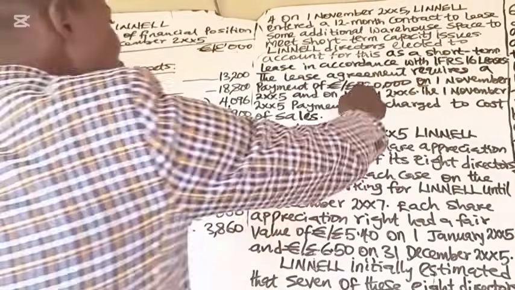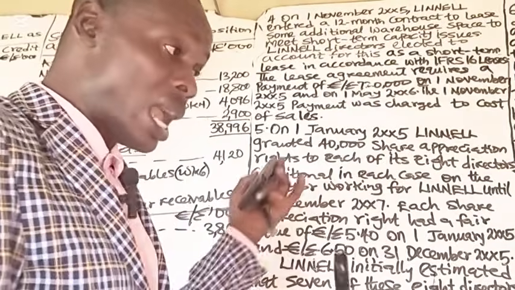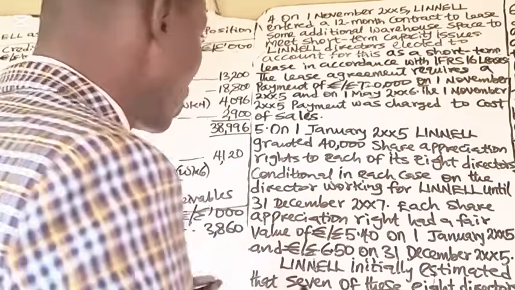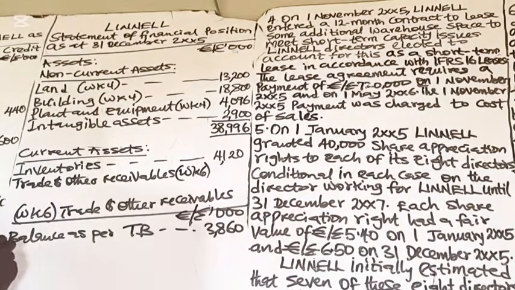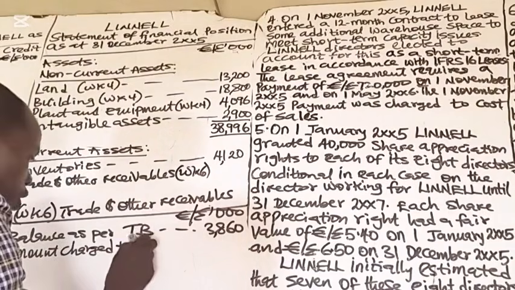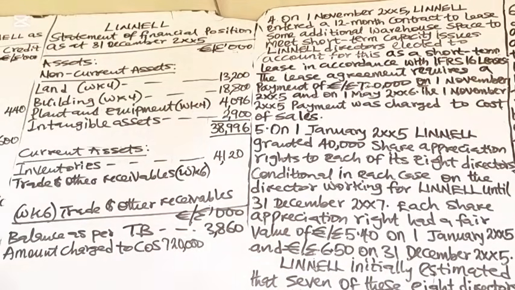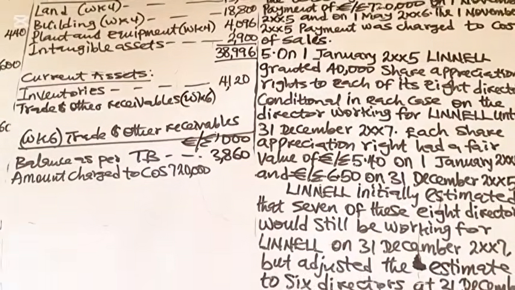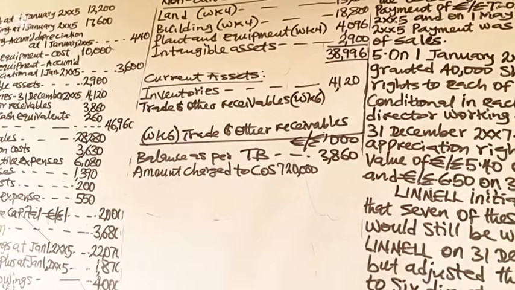Now let's check if the amount that has been charged to cost of sales is appropriate. If you look at our earlier workings when we were calculating cost of sales, we know that it's not 720,000 that is supposed to be charged to cost of sales. Now we have the amount charged to cost of sales, 720,000. 720,000 has been charged to cost of sales. Then the amount due for the period, that is the amount that is supposed to be expensed for the period.